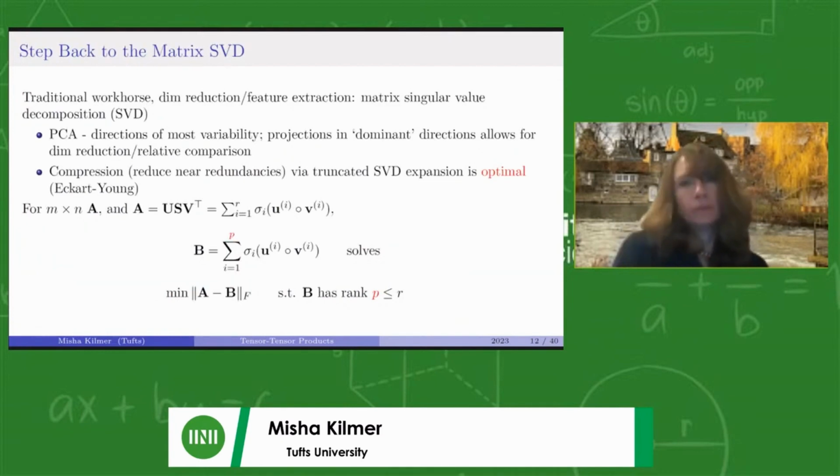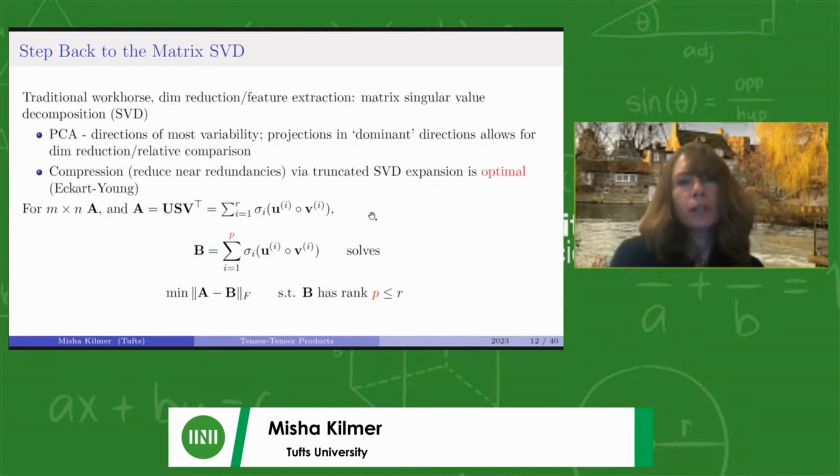If we go back to what we know in the matrix case, the traditional workhorse, the thing that we teach our undergraduates right away, is the singular value decomposition, right? The singular value decomposition of an n by n matrix always exists. It's this factorization into orthogonal matrix U, diagonal matrix S, orthogonal matrix V. And I can also express that matrix factorization as a sum of rank 1 outer products, as I have in this summation expression here.